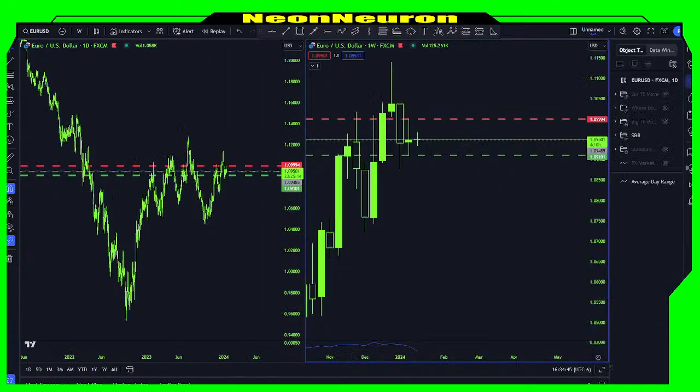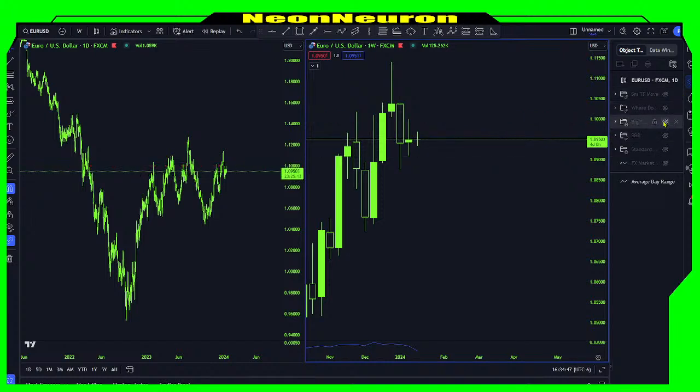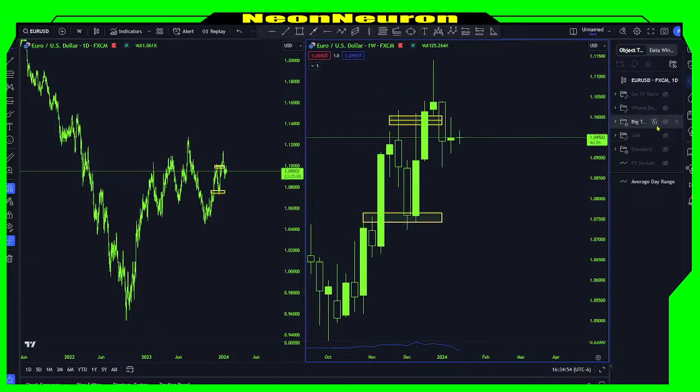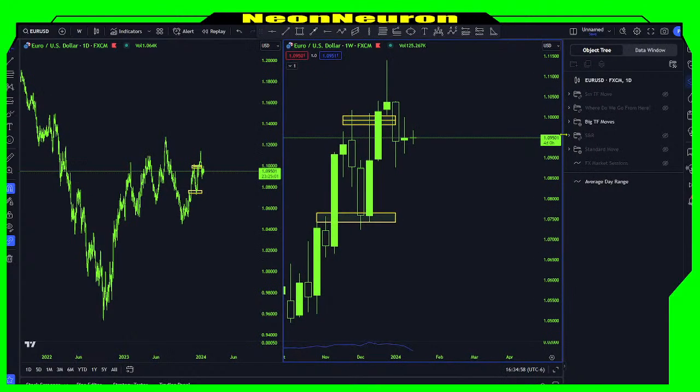We've got a larger time frame. Is this the one? The bigger time frame. Yeah, this is our bigger time frame. That's why I call it the big time frame moves. Let's move that over a little bit. I like to label my stuff so I know what it is. Where do we go from here?